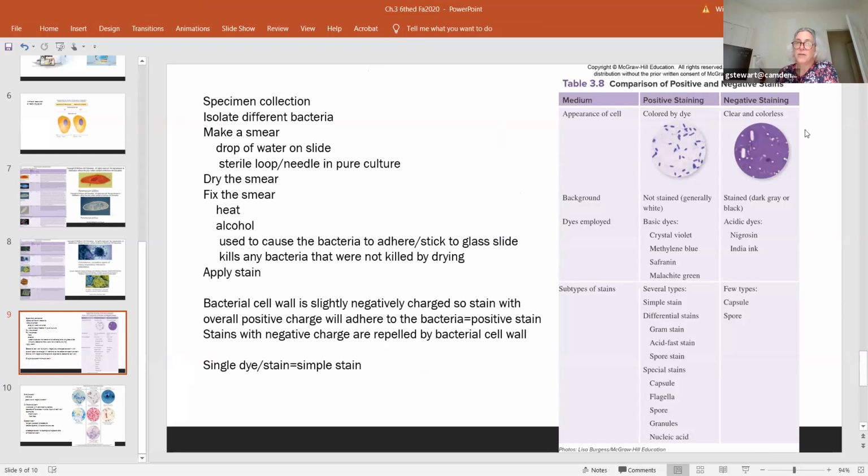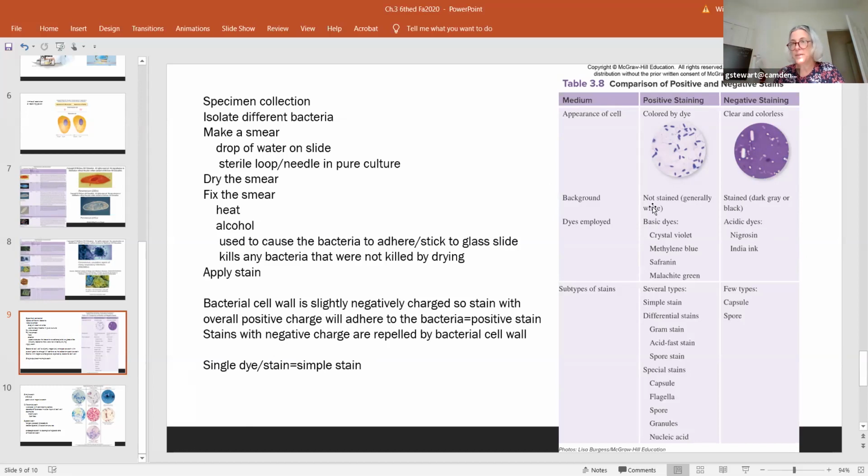The purpose of this panel here, which in the 5th edition of the book was table 3.8. Actually, I think that I got this from the 6th edition from the PowerPoint. So this should be current with your textbook. The purpose of showing you this is to compare positive and negative staining, and that has nothing to do with the charge of the bacteria. Okay, it has to do with whether or not the bacteria have a color, or whether the background has a color and the bacteria is colorless. Both of these that I'm showing you over here on the side are a single dye, or one stain, and so we refer to them as simple stains. But a simple stain could be a positive simple stain or a negative simple stain.